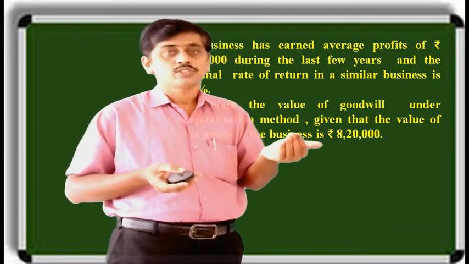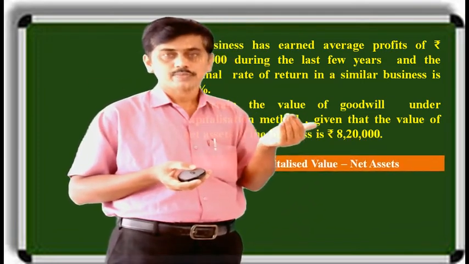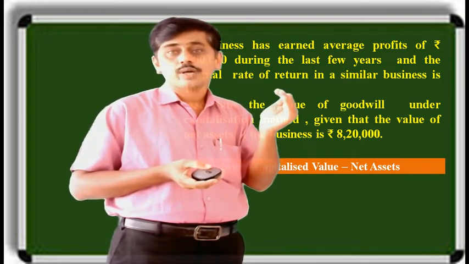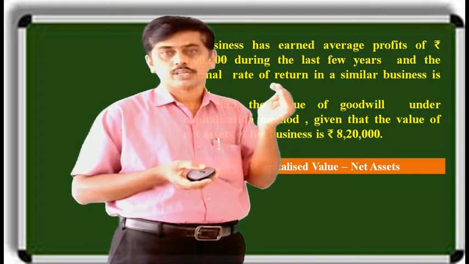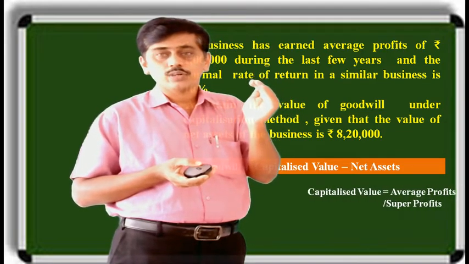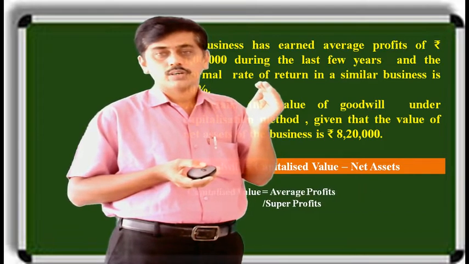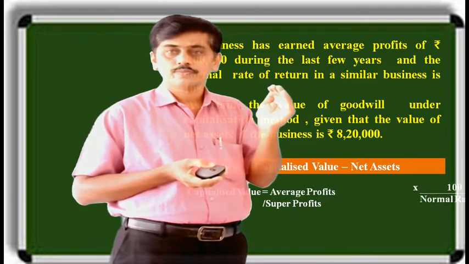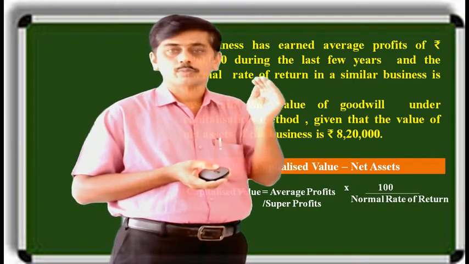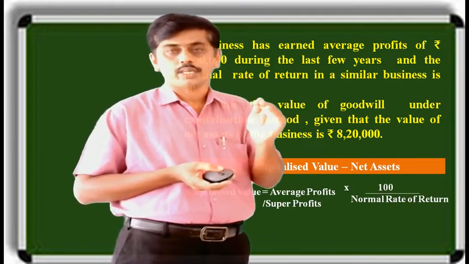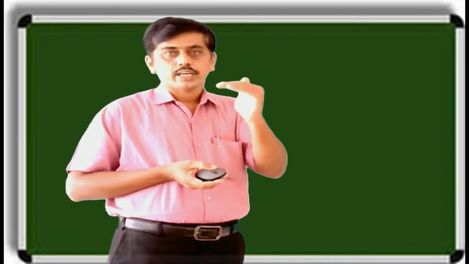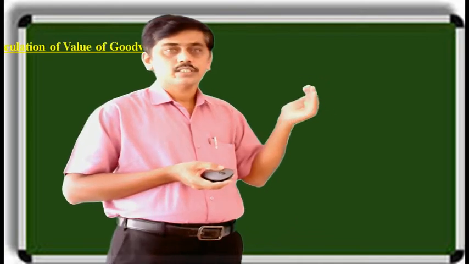Shall we start? So take the heading again. And we know that goodwill equals capitalized value minus net assets. And capitalized value equals average profits or super profits into 100 divided by normal rate of return. Here we are supposed to take the average profit and not the super profit. Okay. You need not write there. Now you can write it.